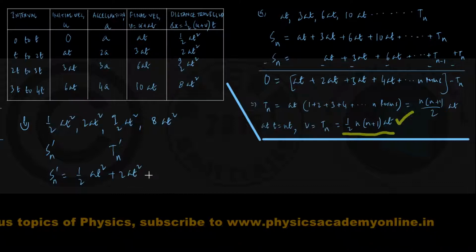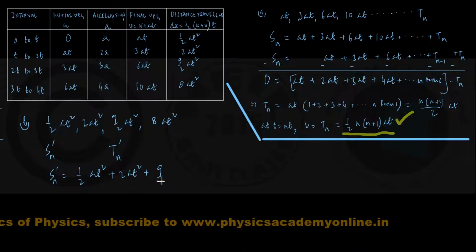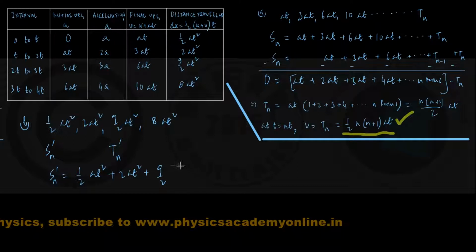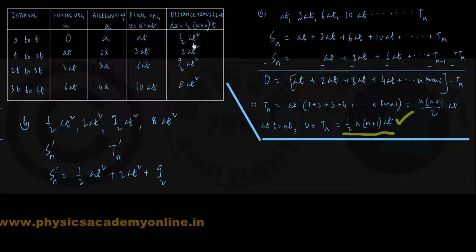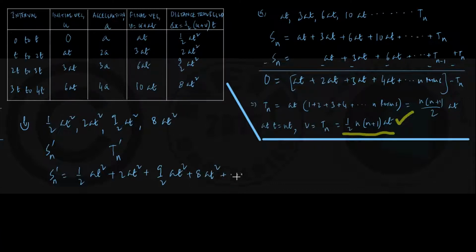plus 2 at square. Since the particle is traveling in the same straight line, that is the x-axis, the total displacement is nothing but the simple arithmetic sum of the displacements in different intervals. That's why I'm adding it up arithmetically. Plus 9 by 2 at square plus 8 at square. And this way, suppose the nth term of the series is taken to be Tn dash.